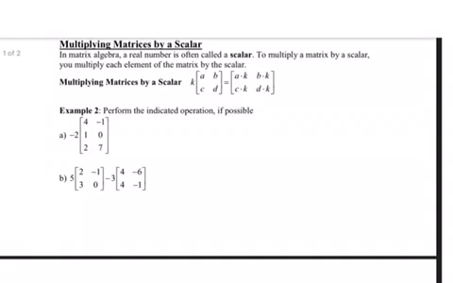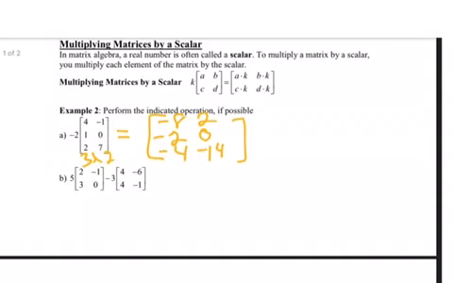We can also multiply these by a scalar, meaning a number on the outside that I'm going to multiply each entry within the matrix by. So for instance, if I have in this case a 3 by 2, each of these 6 entries I'm going to multiply by negative 2 to result with negative 8, 2, negative 2, 0, negative 4, and negative 14.